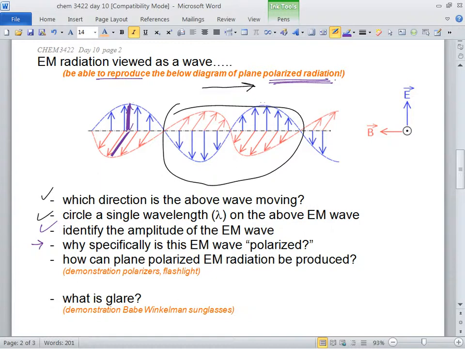Isn't that kind of like with the sunglasses? We'll be getting to that. First, let's line them up. Here they're lined up. Nothing happened. Cross it. You can kind of still see something. You've got to get them perfectly crossed, and it goes black.